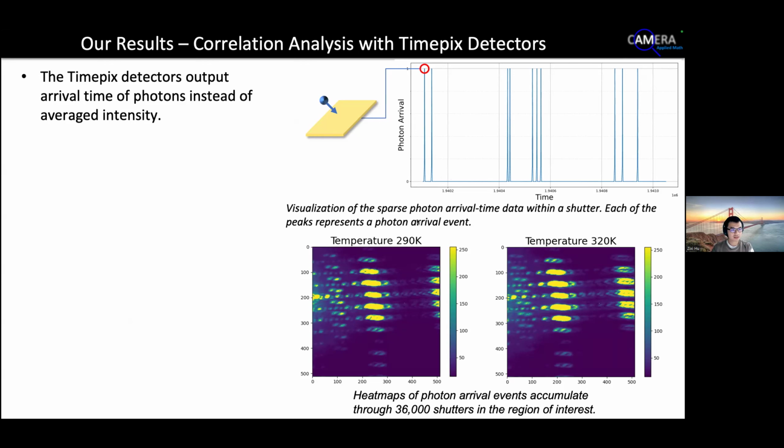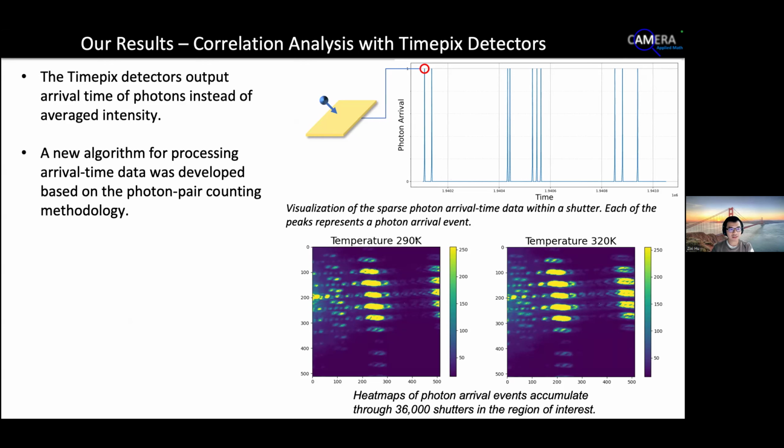To effectively process the arrival time data, we developed a new algorithm based on the photon pair counting methodology. When dealing with a traditional intensity curve, if we want to calculate the correlation data, we can simply integrate or sum through the intensity curve. But for arrival time data, we cannot do this directly. Of course, we can cut the time interval into smaller bins to turn the arrival time data into the intensity curve we used to work with. But doing this leads to either loss of time resolution if the bin is too large, or large memory and computation cost when the bin is too tiny.